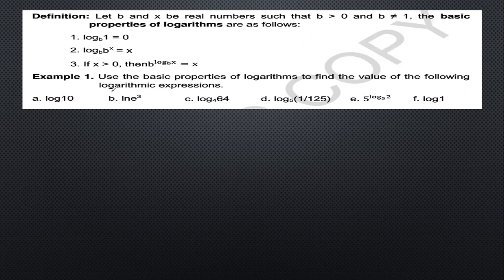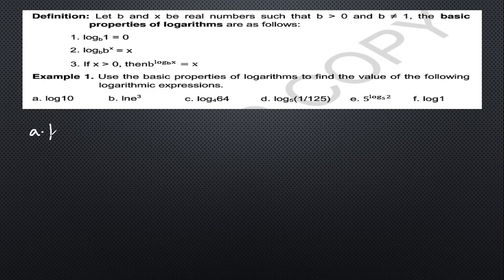Okay, let's apply it here in our example. The instruction is to use the basic properties of logarithm to find the value of the following logarithmic expressions. So we will be simplifying all of this using the properties of logarithm. It's either we will use property number 1, 2, or 3. Let us start with the letter A.